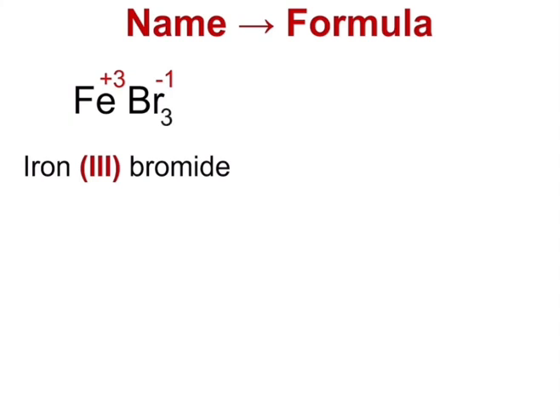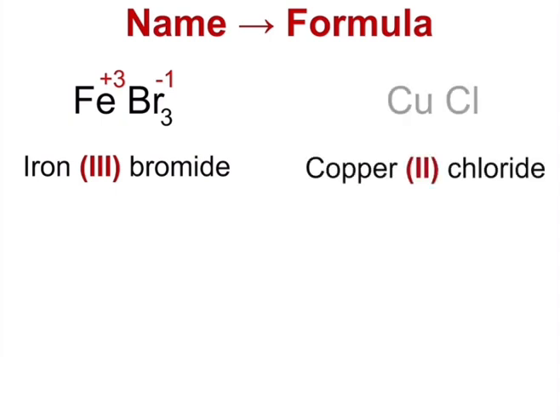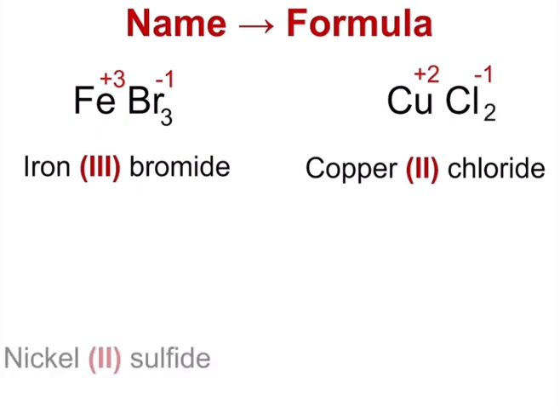Now the formula is complete. Copper(II) chloride. First, writing symbols of the ions. Second, assigning charges. Copper +2, it is known from the name of the compound. Chloride ion is charged -1. It is known from the position of the element on the periodic table. To make this formula electrically neutral, we have to have 2 chloride ions.